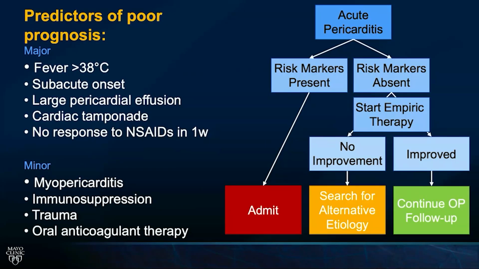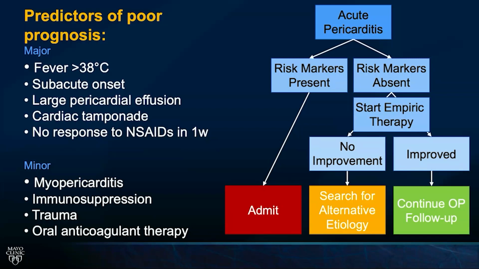Now this is a summary slide I put together from how they recommend managing someone presenting to you with a syndrome of acute pericarditis. There's a series of risk factors there that if any of those features are present, you probably want to manage that patient in the hospital until they get pain-free and you've determined the overall etiology. But in the absence of any of those features, then you can start them on empiric therapy that we're going to talk about. See them as an outpatient within a week or so, and if their symptoms are better, awesome.